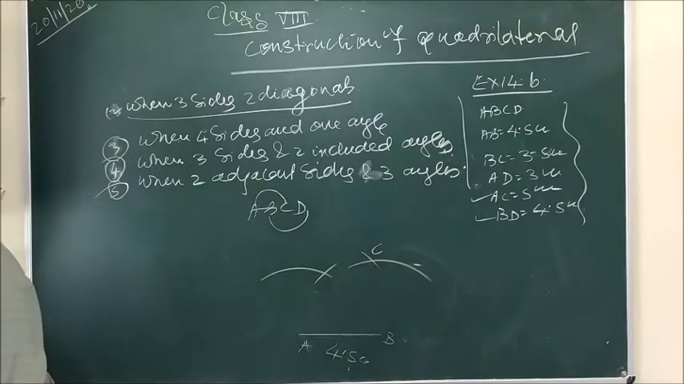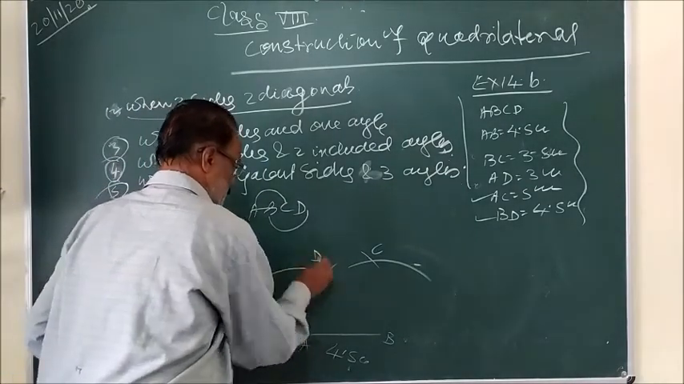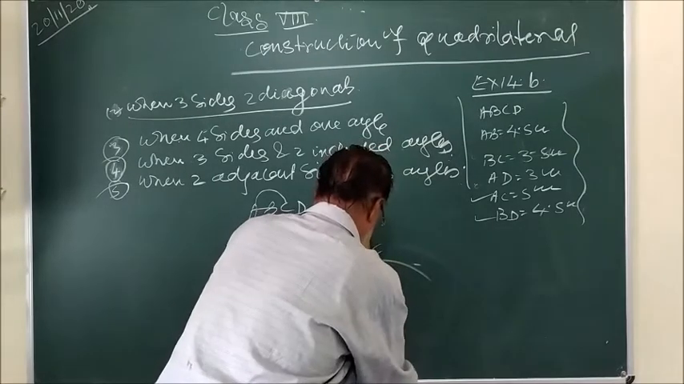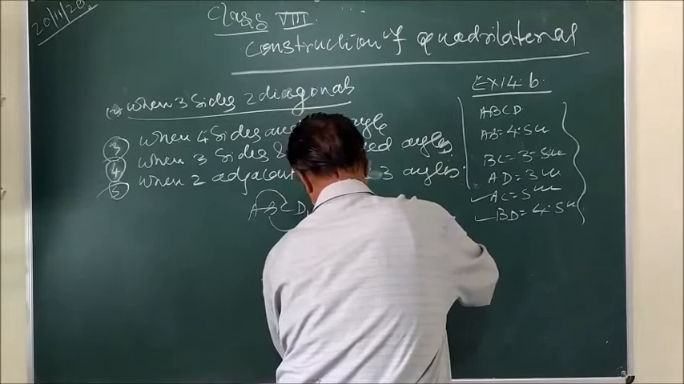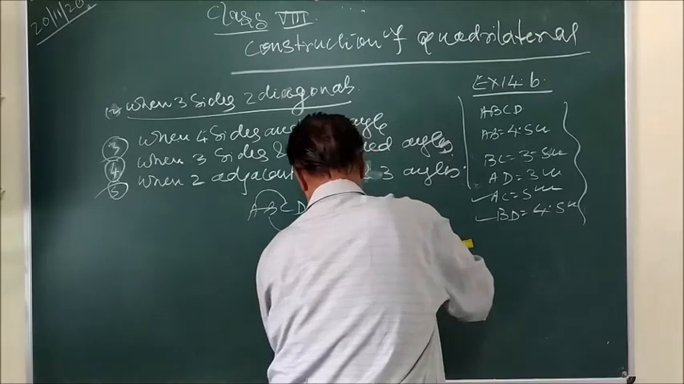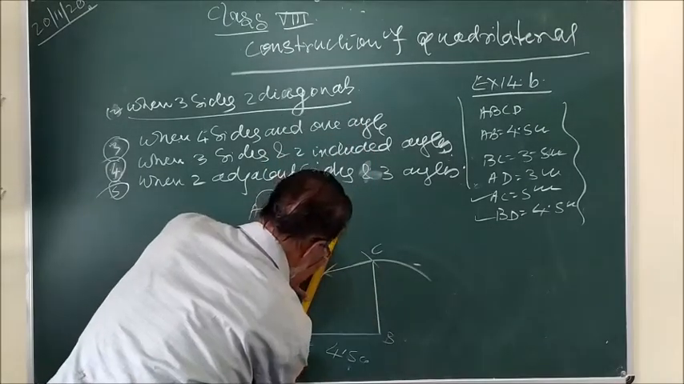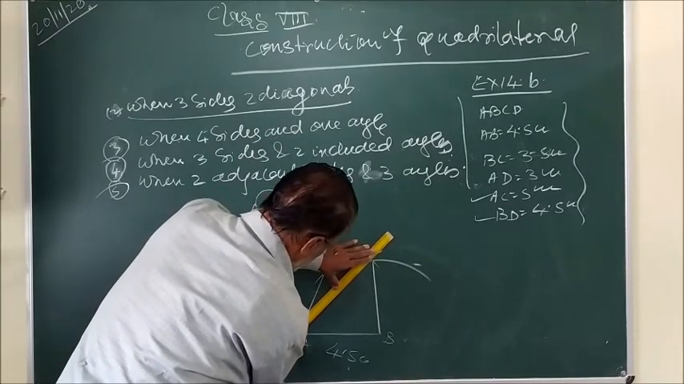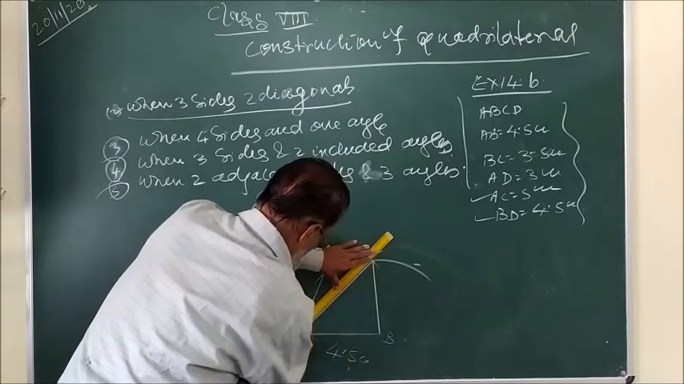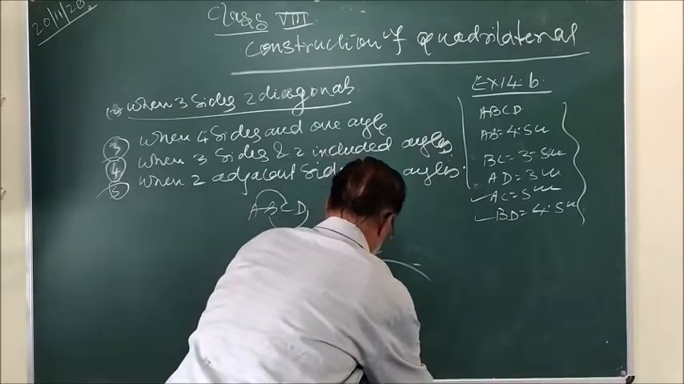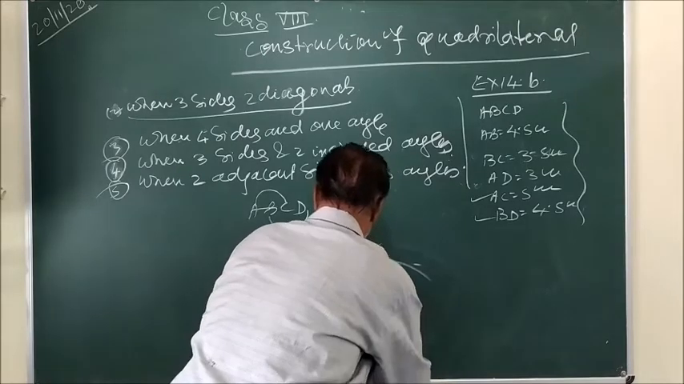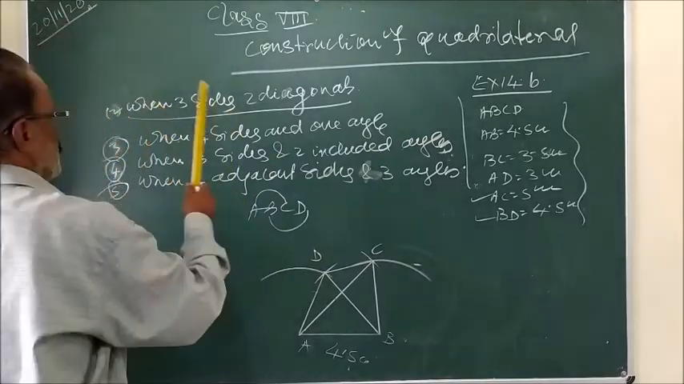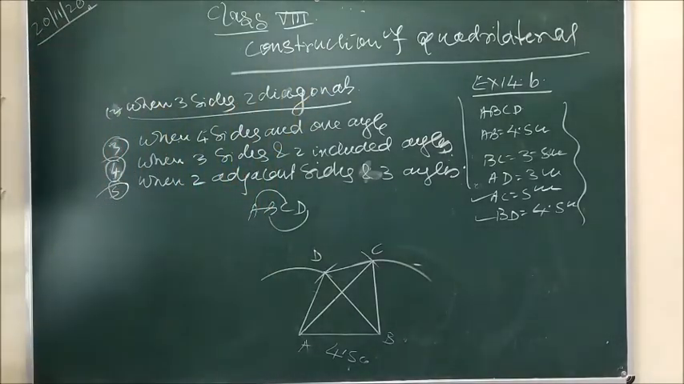अब इसको join कर लेंगे. This is D. तो इस तरह से इसको हम बना लेंगे. This is BC. And this is CD, and this side is AD. So in this way, and these are the two diagonals. You can join the diagonals. This is AC, and this is BD. So this is the first situation when three sides and two diagonals are given.